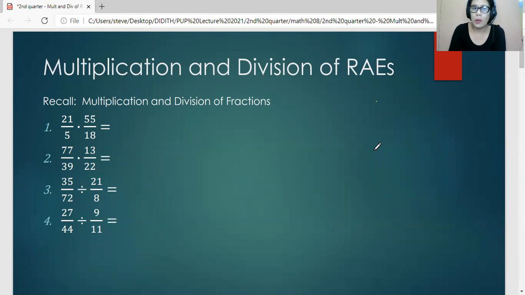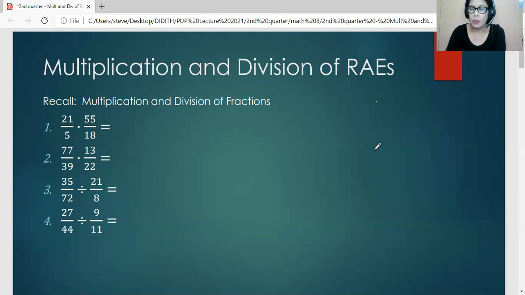Last time we learned about simplifying rational algebraic expressions, and we were able to define what a rational algebraic expression is, and we compared this with fractions. We define RAEs, or rational algebraic expressions, as a fraction whose numerator and denominator are polynomials. Now it's the same idea on how we multiply and divide rational algebraic expressions with fractions.